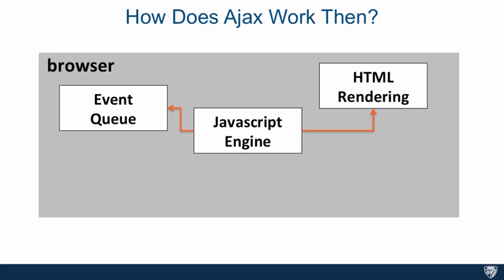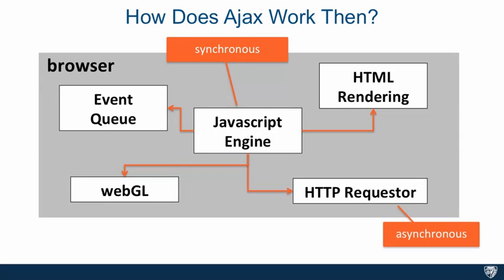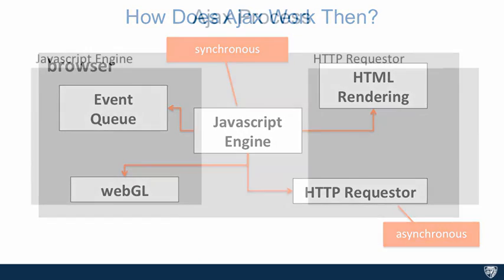You have an HTML rendering engine that is responsible for taking HTML and knowing how to display it in the browser web page. You have WebGL, which is responsible for letting JavaScript reach out and do some really higher end graphics work. And you also have another component that, let's call it HTTP requester. And that component is responsible for making HTTP requests. And while the JavaScript engine itself is synchronous, HTTP requester is certainly not. HTTP requester is asynchronous.